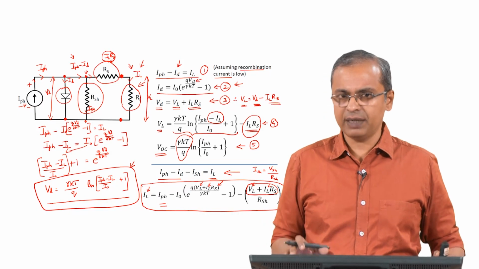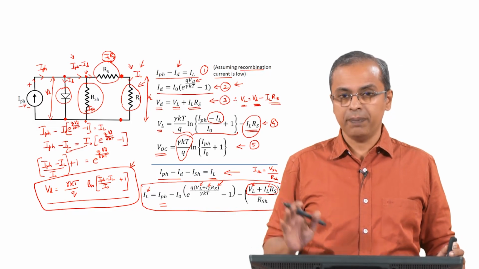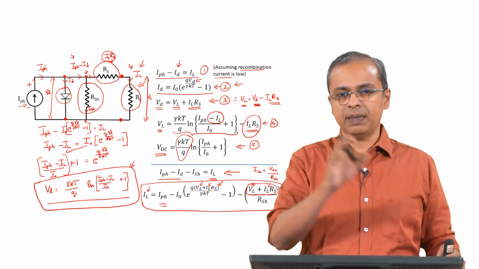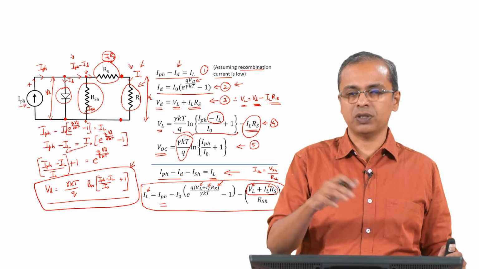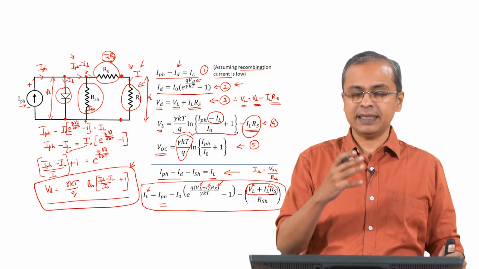It was a very straightforward derivation. We simply looked at the various paths the current takes and arrived at this expression. But this expression shows that the relationship is kind of complicated. It is not a simple straight line: current is not some constant times voltage, or voltage some constant times current. So, it is nothing like a resistor.